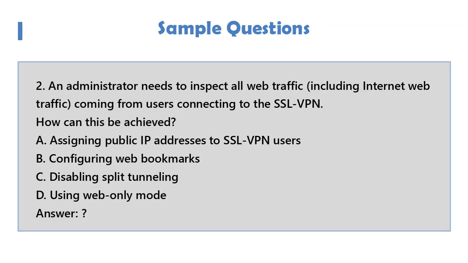2. An administrator needs to inspect all web traffic, including internet web traffic, coming from users connecting to the SSL VPN. How can this be achieved? A. Assigning public IP addresses to SSL VPN users. B. Configuring web bookmarks. C. Disabling split tunneling. D. Using web-only mode.